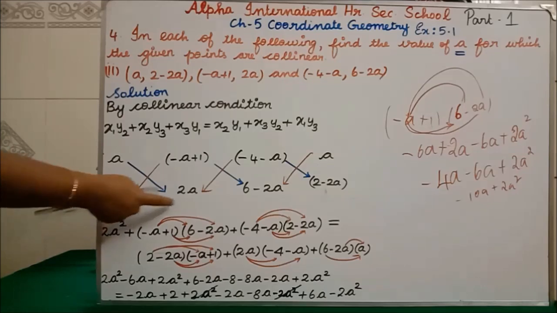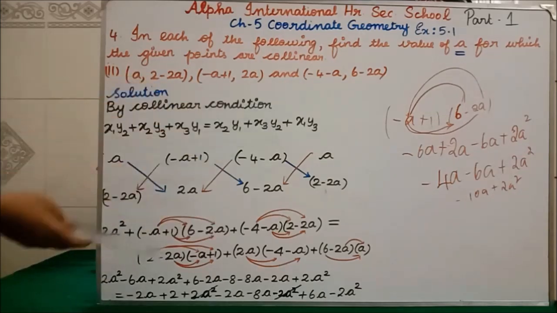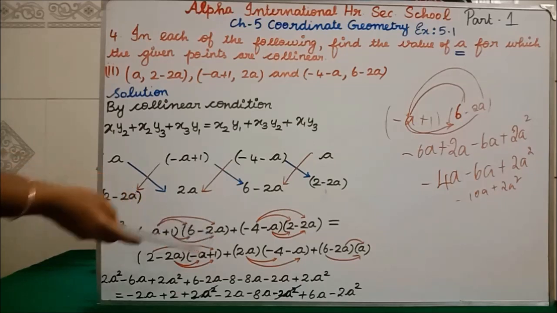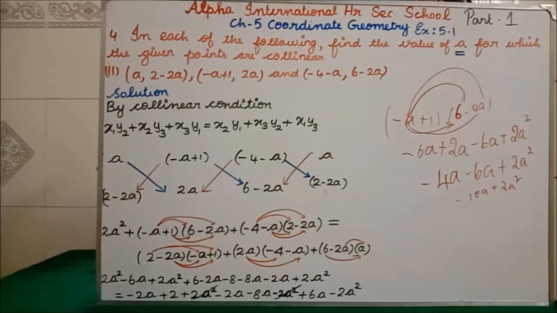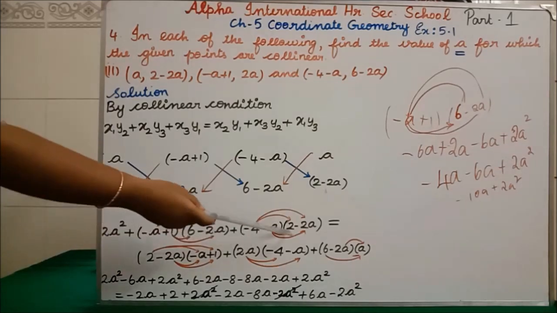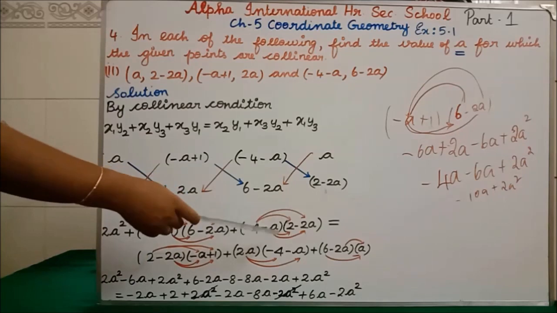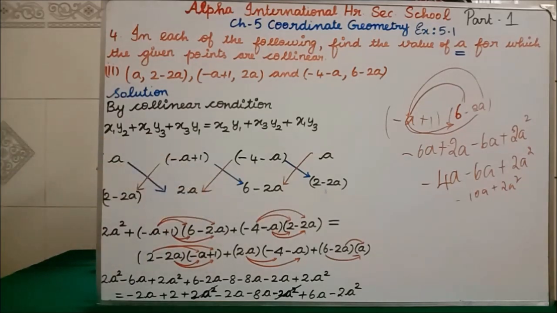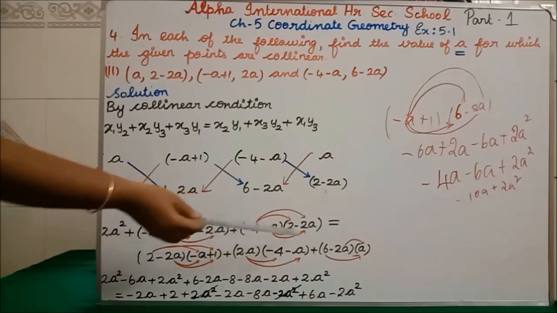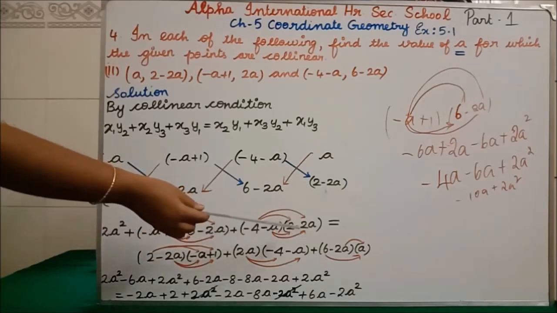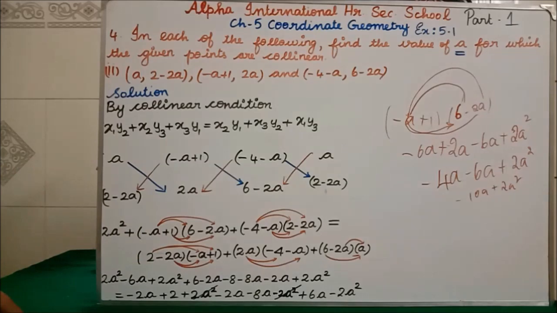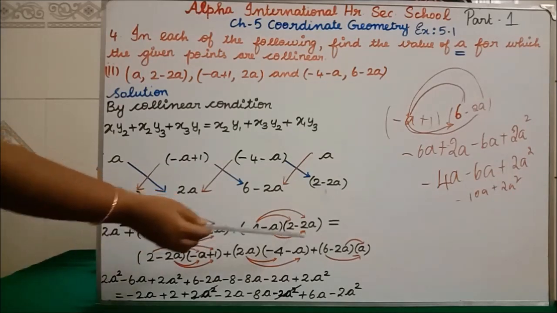See here, 2a square I have written as such. Minus a into 6 is what? Minus 6a I have written. Minus a into minus 2a is what? Plus 2a square. 1 into 6 is what? 6. 1 into minus 2a is what? Minus 2a. Clear? Now the next, minus 4 into 2 is what? Minus 8. First number you take, students, that number you have to multiply with the next two terms. Okay, then minus 4 into 2 is minus 8. Minus 4 into minus 2a is minus 8a. Clear? Minus into 2 is minus 8.